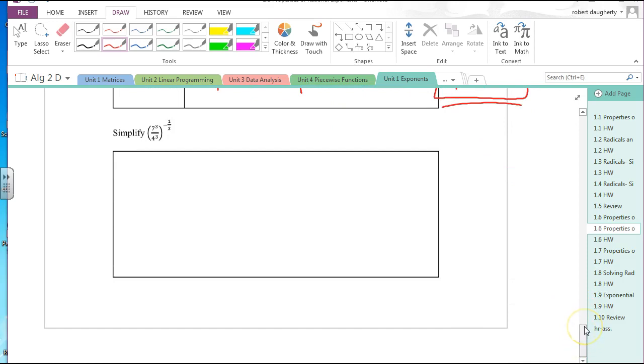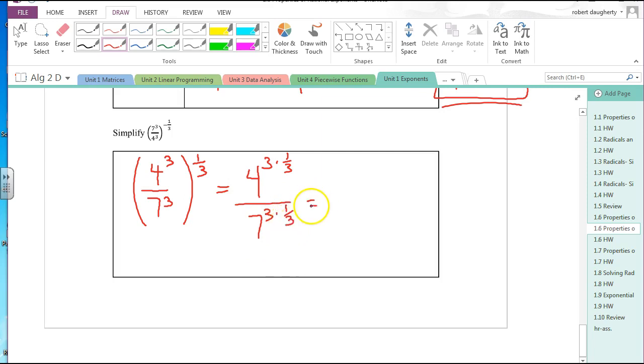And one last one here. So let's look at this. 7 cubed over 4 cubed, all of that to the negative 1/3 power. Okay? A couple ways of doing this. One, I can take care of that negative exponent right away by writing this as 4 cubed over 7 cubed, raising all of that to the 1/3. So all I did was flip the numerator and the denominator, and now I've got a positive exponent. Now I just multiply exponents. This is 4 to the 3 times 1/3 over 7 to the 3 times 1/3. This is 4 over 7.